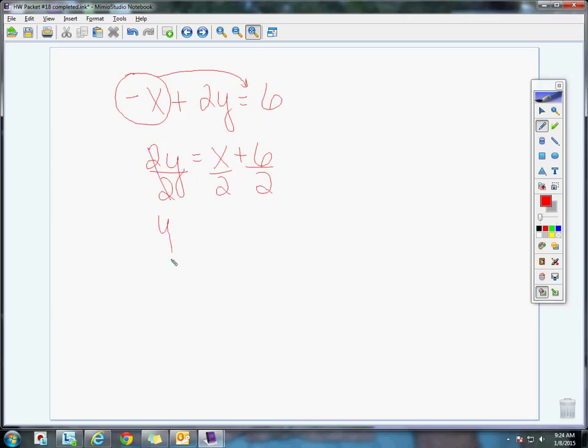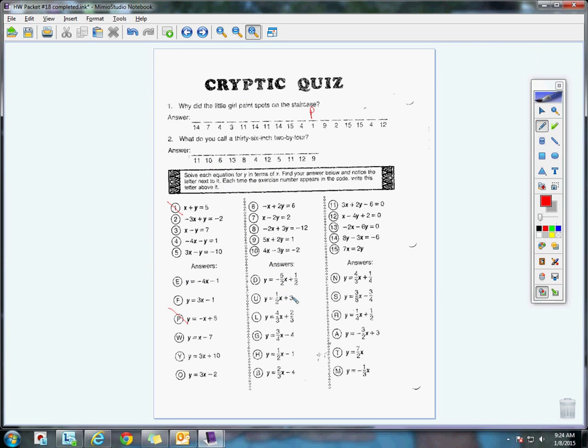And so you end up with y equals. You can leave this as x over 2. Another way you can write this is an invisible 1 right here. So that's just 1/2 x. And then 6 divided by 2 is 3. So your answer is y equals 1/2 x plus 3. So if we look back, y equals 1/2 x plus 3 is right here at the letter U. So for number 6, everywhere you see a 6, we're going to put the letter U. So there's 6 and there's the letter U.